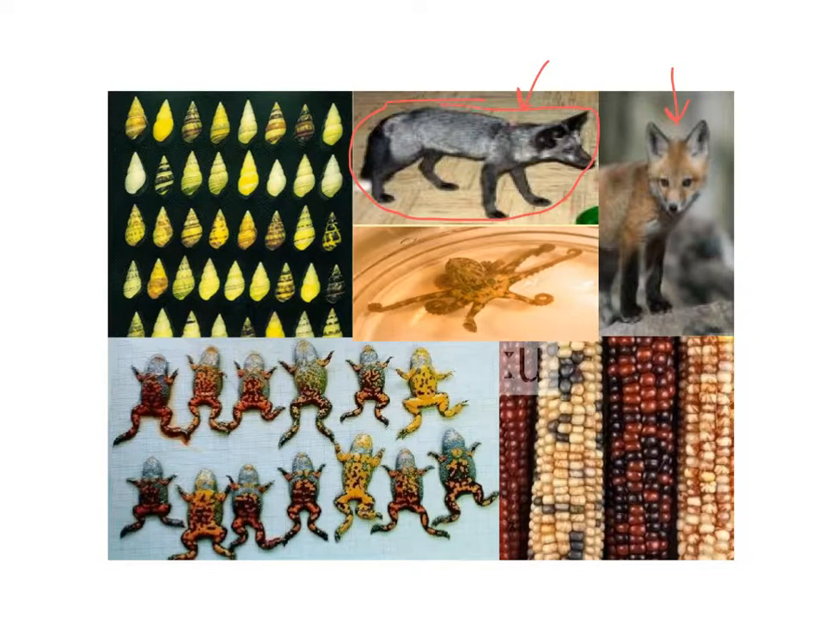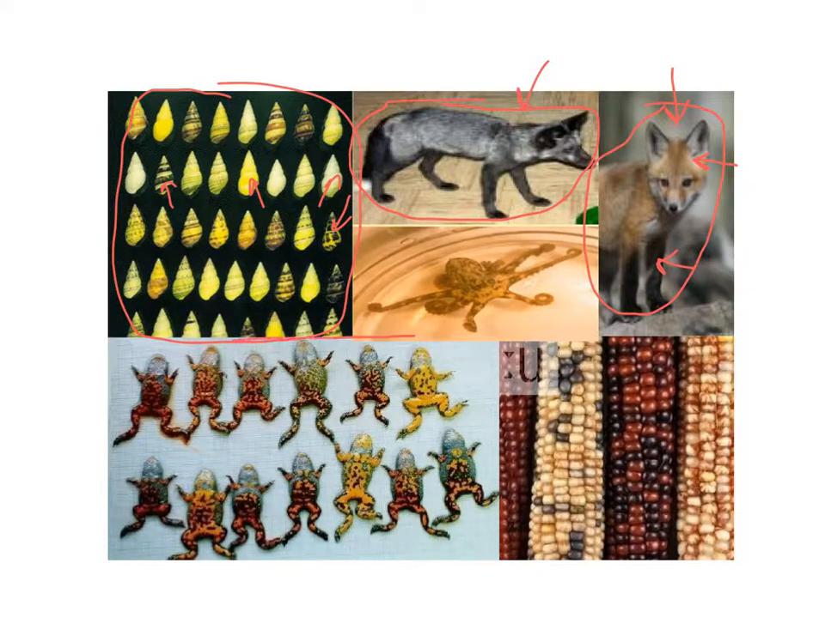This guy is more black and white, whereas this is the more traditional San Joaquin Valley kit fox with his tan-colored fur and his darker colored legs. These are all sea snails, same species, but you can see they're not all exactly the same. Some are bright yellow, some are yellow and black, some are more white. This guy's got stripes, so there's a lot of diversity.